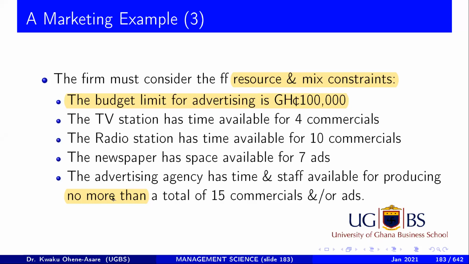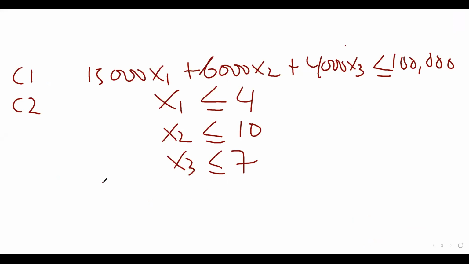That is the correct answer I'm getting. That is again less than or equal to. So once again, put all of them together. You see, no more than. So the number of adverts you can do for all of them combined is 15 or less. You can't go beyond that. How do you write that? That is X1 plus X2 plus X3. That's the total number of adverts. It should be no more than 15.